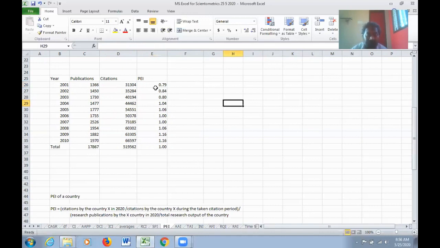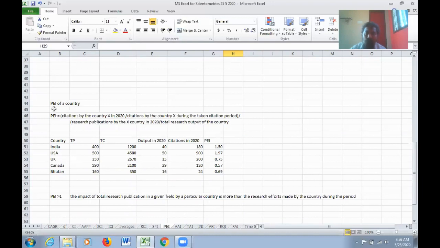Fine. And if you see here, the highest PEI is for 2009 and 2010. It has got 1.16. It's more than the average. Okay. And it is least, maybe 0.7, in the first year, where you get comparatively fewer citations and the efficiency is less. So when your publication efficiency index is more, it means that your papers are well received, well acknowledged, and well cited by the people in the particular discipline.